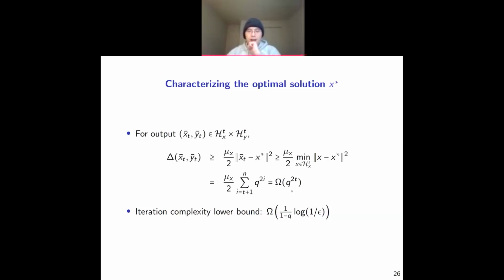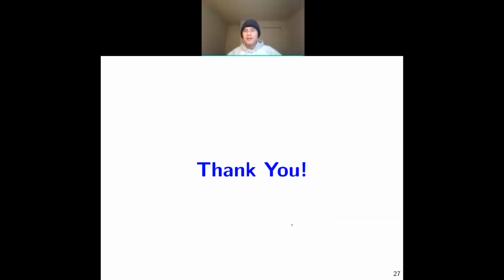And therefore, if we require this to be less than or equal to epsilon, we will need t at least of this order. And when you substitute our interval for this q, you'll get our final complexity result for the first function class and algorithm class that we introduced. Okay, thank you.